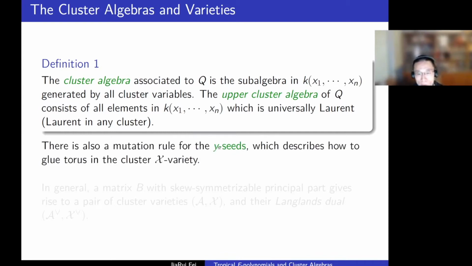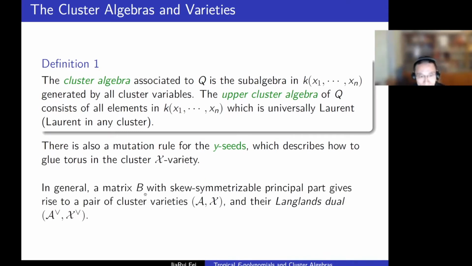There is also a mutation rule for the so-called Y-seeds, and that is the rule describing how to glue tori in the cluster X variety. The cluster X variety, in fact, is not always separated, but it's still interesting from the point of view of mirror symmetry and other perspectives. More generally, if we start with a matrix with a skew-symmetrizable principal part, it gives rise to a pair of cluster varieties, the A variety and the X variety, and their Langlands duals, denoted A check and X check.